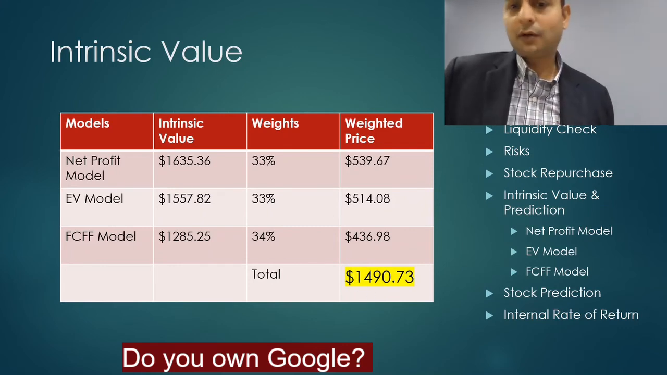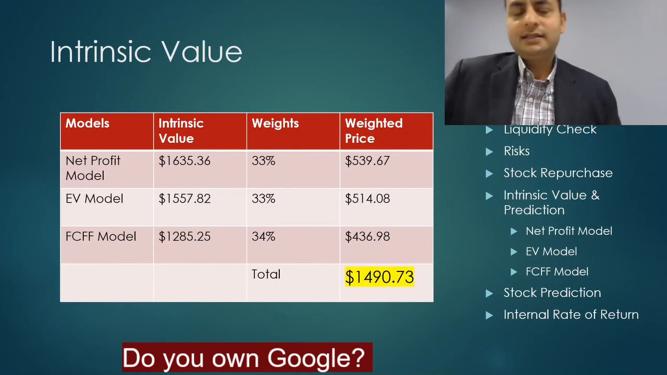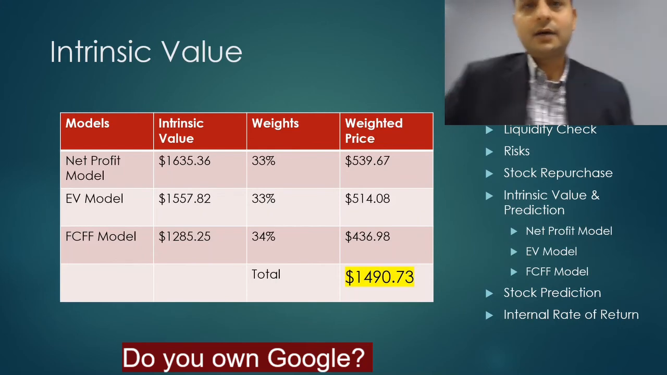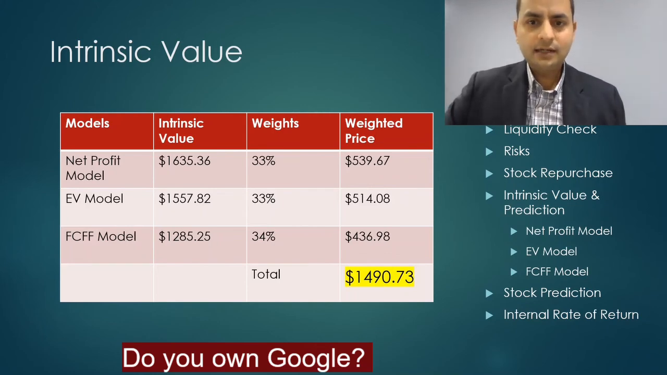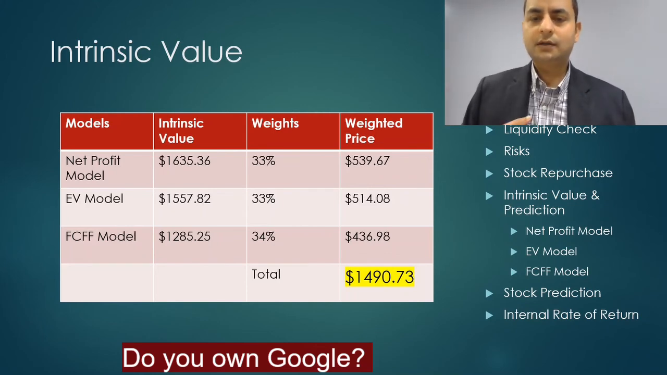1490.73 with this model. And believe me, I think it's just a coincidence that in the market right now, if you remember, the price is 1487, right? So it's just $3 off. I believe the security is fairly valued right now, if I take a very conservative approach and use this model.